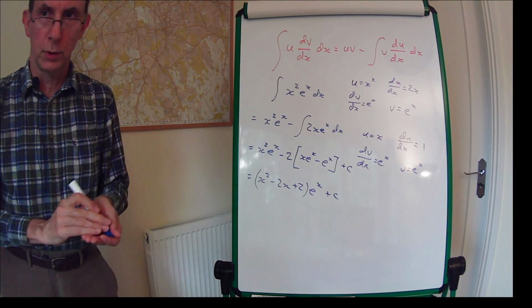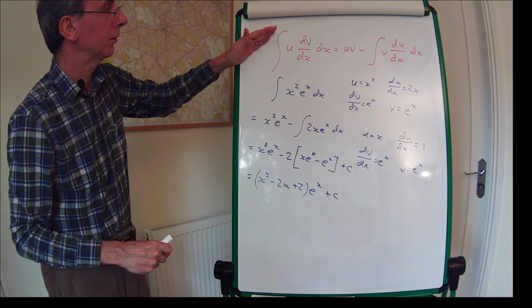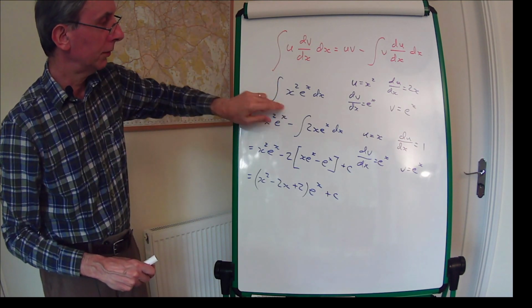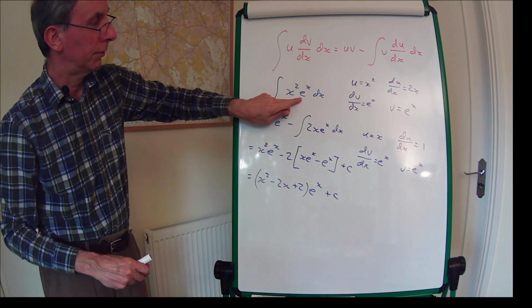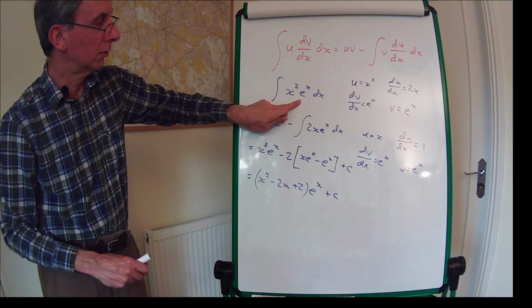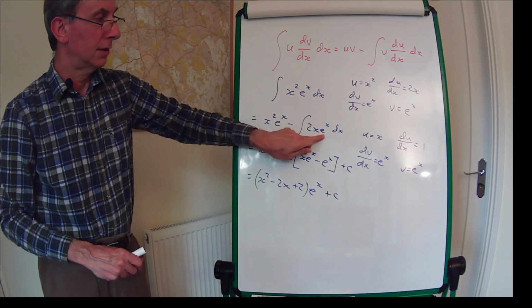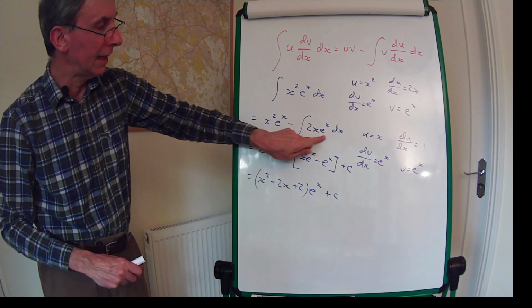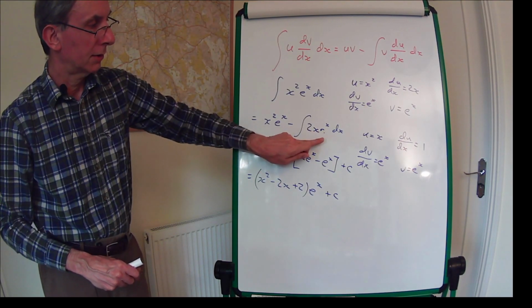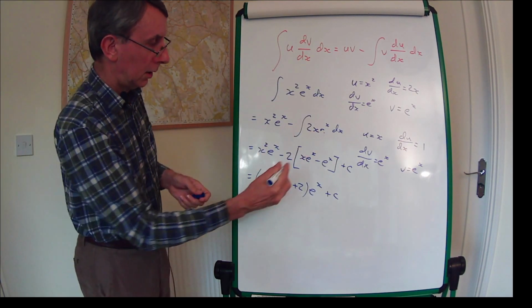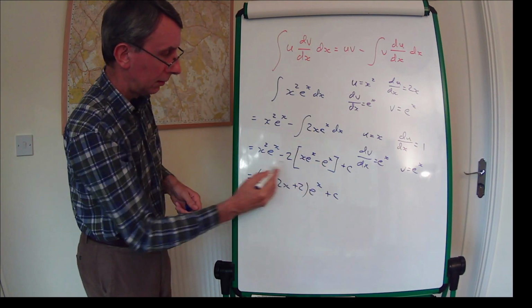So there we have it. We've used integration by parts twice. We used it once to break down our x squared e to the x integral, and that gave me an x e to the x, and then I used it again to break down the x e to the x integral, and that gave me the answer that I wanted.